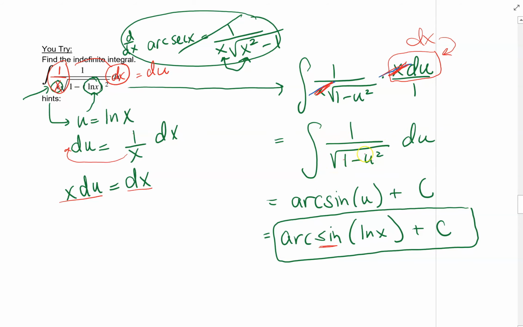When the order of subtraction is 1 minus the variable squared under the radical, that's the derivative of arcsine. Of course, this was with respect to u. U is our variable. So it was arcsine of u plus a constant. But what was u? U is equal to the natural log of x. So I just replaced that back in there, and there's my final answer.